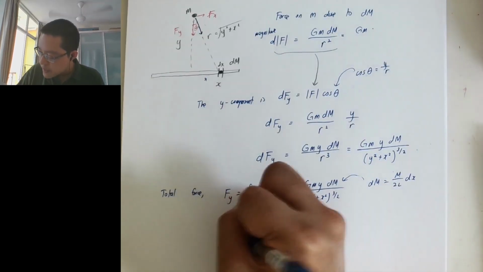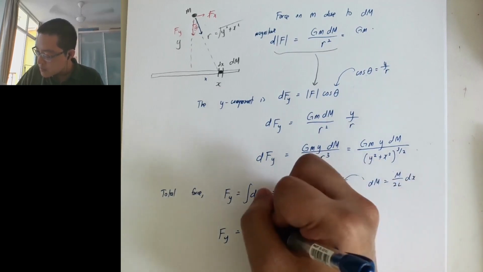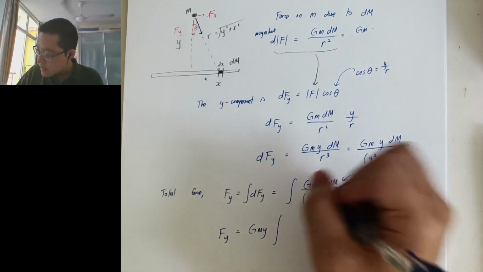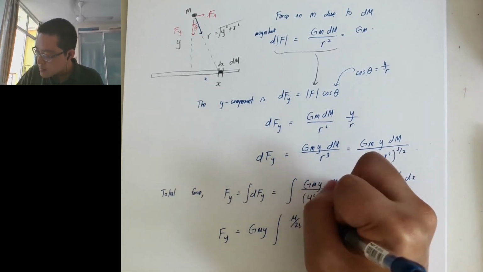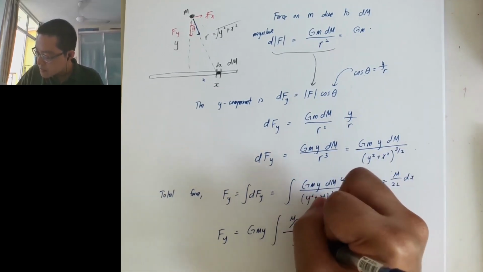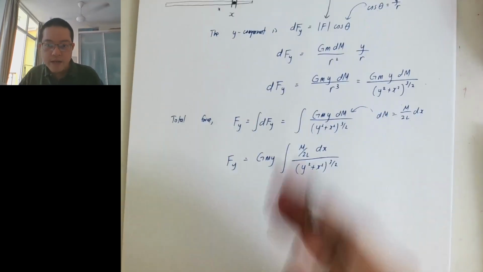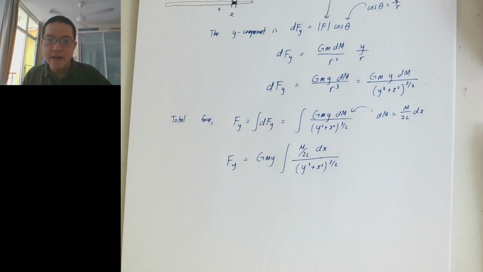So my fy is equal to G M y. I'm not integrating y, so I take it out. And then I got m over 2l, integrate over x, of 1 over (y squared plus x squared) to the power 3 over 2. Okay, and then you perform the integration. And then the rest of it is in the solution already, I think.